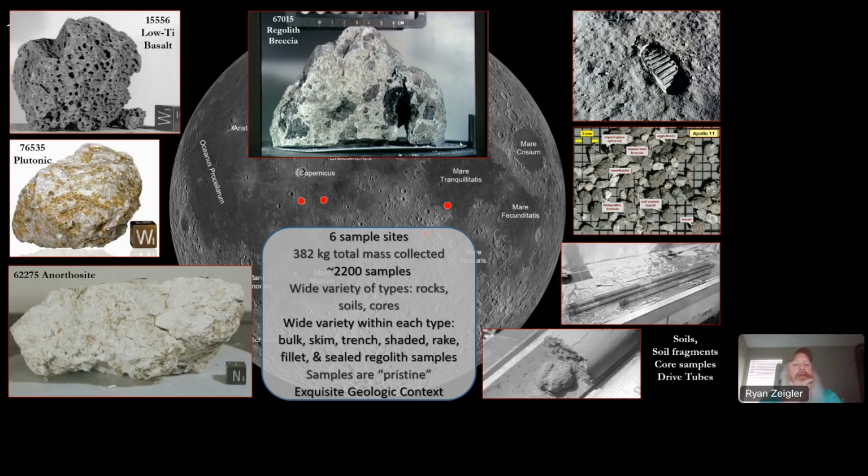So within the regolith, you have bulk regolith samples, you have skim, basically surface regolith, you have trenched regolith samples, you have shaded, you have rake samples, you have all these different types of regolith samples. And while most of them are bulk regolith, each of the different subtypes of regolith or rock allow you to address different scientific questions. And one of the really nice things about the Apollo collection is that they are pristine. Now, pristine does not mean exactly like they were on the moon, and we'll come back to what I think pristine means when we talk about how they're curated. They also have really good geologic context.